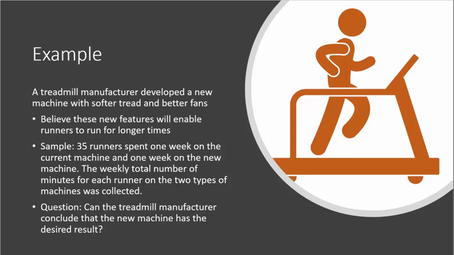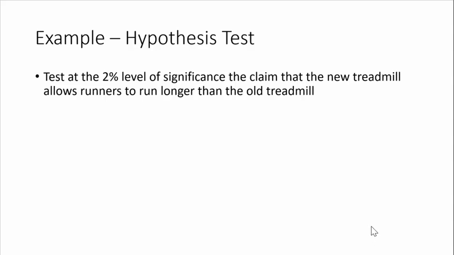The question is, can the treadmill manufacturer conclude that the new machine has the desired result, that runners can run for a longer period of time on the new machine? We're going to conduct a hypothesis test to test this. So test at the 2% level of significance the claim that the new treadmill allows runners to run longer than the old treadmill. Now this is dependent data because we use the same runner to test the first machine and then the second machine. We want to be able to eliminate the extraneous factor of the runner.